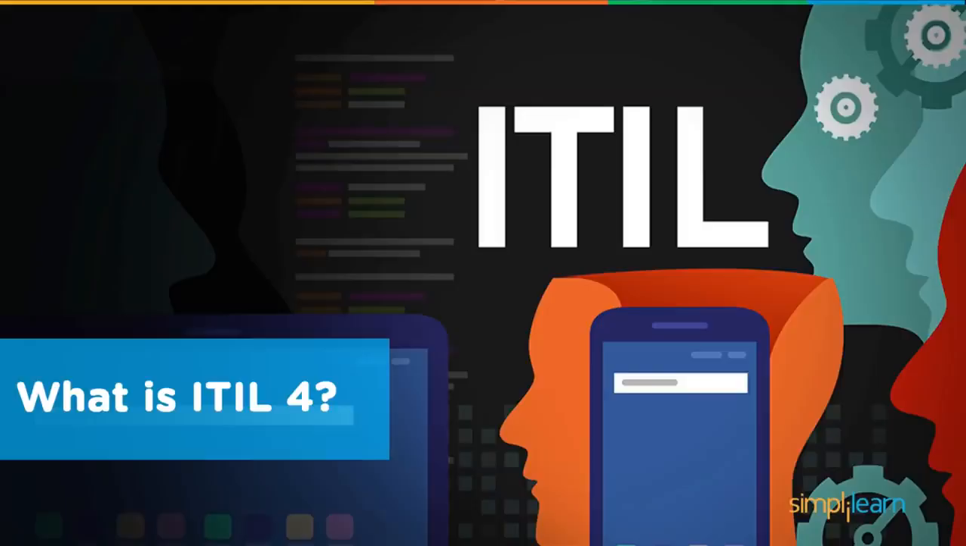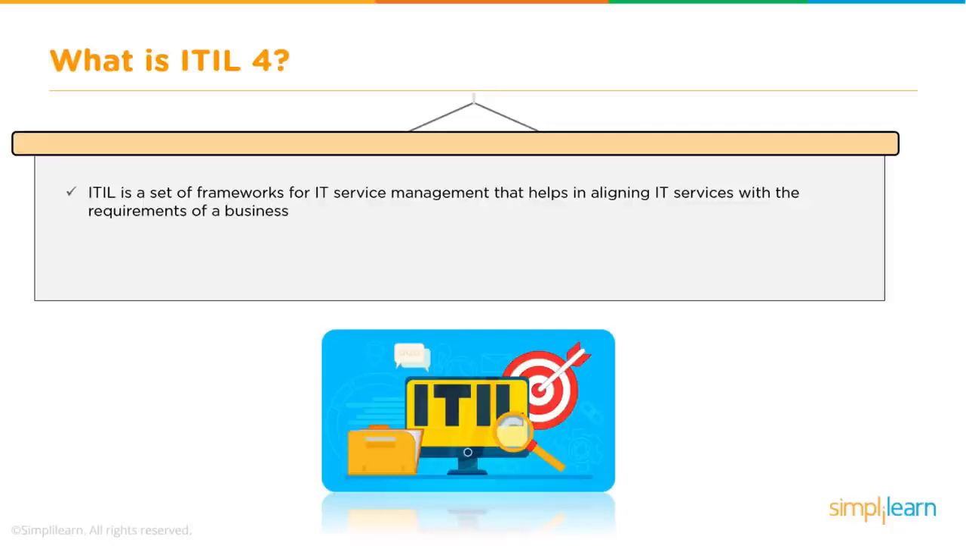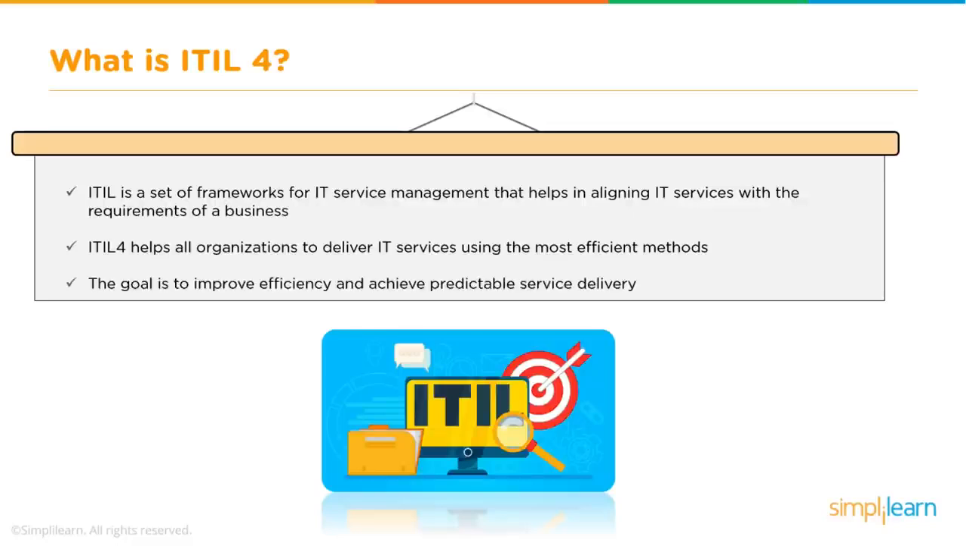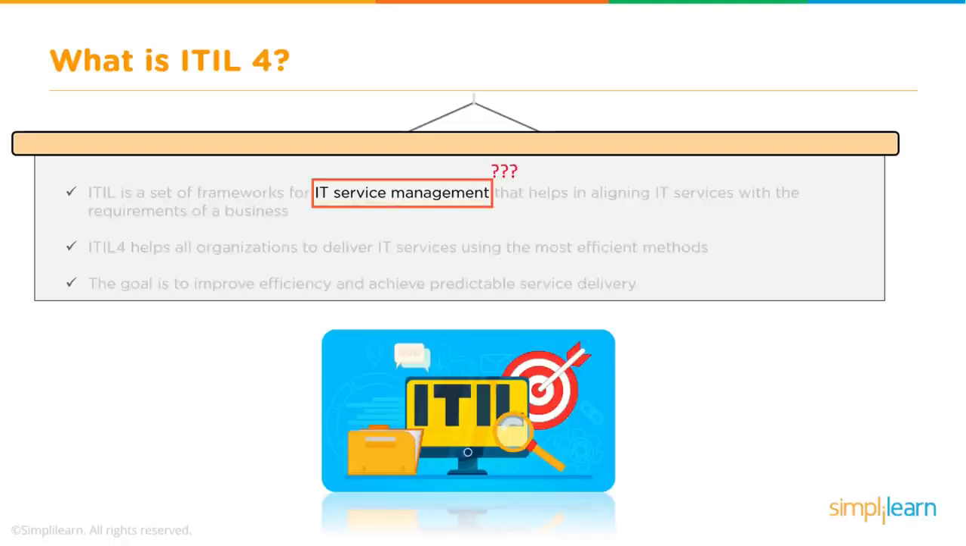So what is ITIL? ITIL is a framework of IT service management that helps in aligning IT services with the requirements of the business. So it helps organizations to deliver IT services using the most efficient method. ITIL's goal is to improve efficiency and achieve predictable service delivery. So finally, what does it mean when we say IT service management, information technology service management?